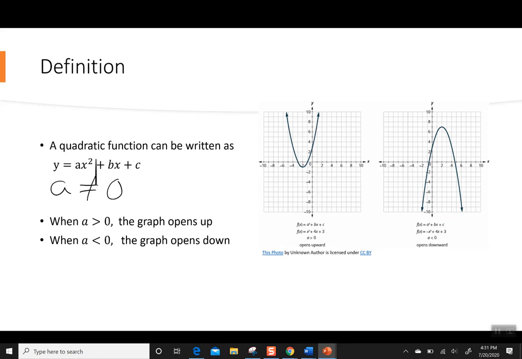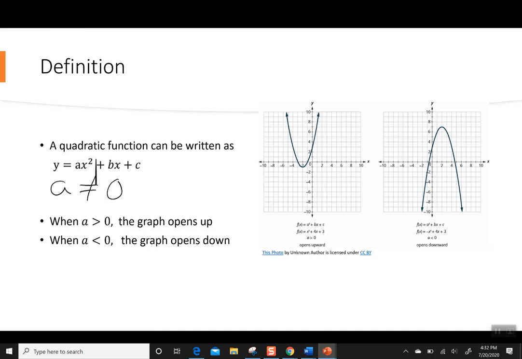So when a is positive, the graph is going to open up. And generally I say, well, it looks like a u. So x squared looks like a u. Then when a is negative, I'm just going to flip that u upside down, right? So it's like an upside down u. So I want you to think about that. That's going to help you to graph.